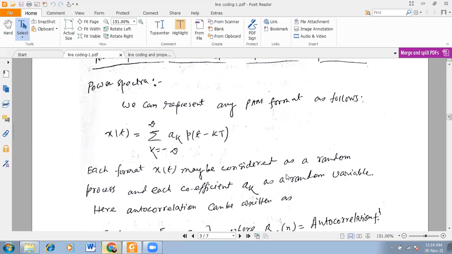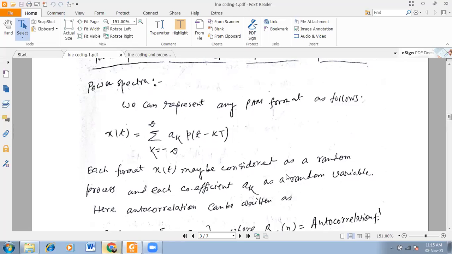So x(t) is a random process because the signal we have taken here may be any type of signal. Amplitude may vary from minus to plus infinity, and time period may be from a wide range. That's why x(t) may be considered a random process, and the coefficient a_k is a random variable. Here, in the digitized case, a_k may be either 0 or 1, in the digital signals.